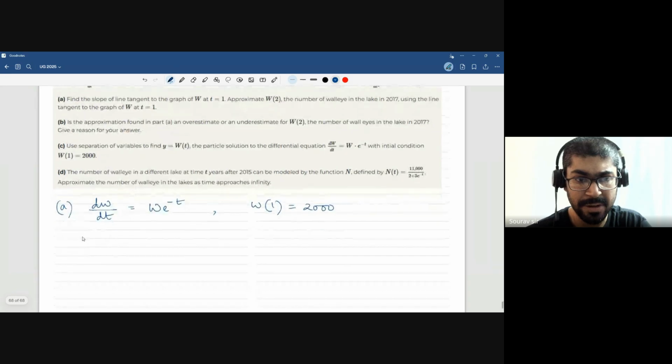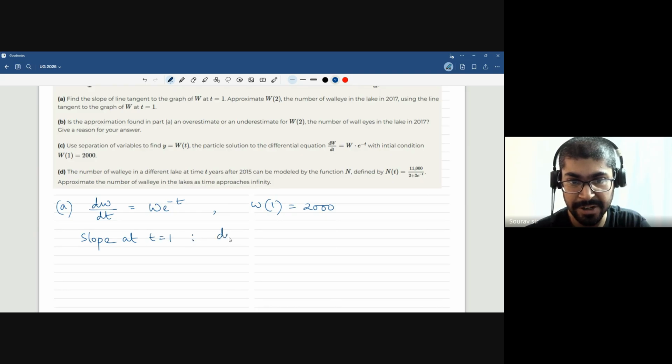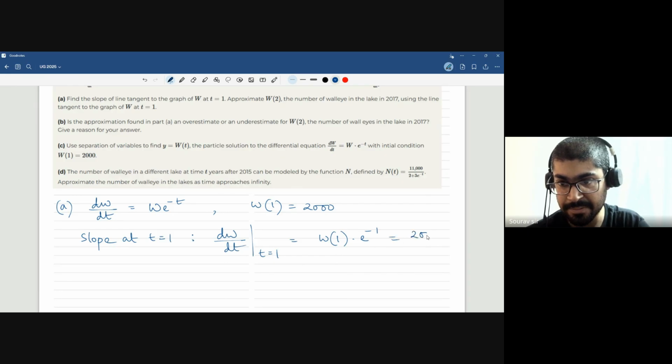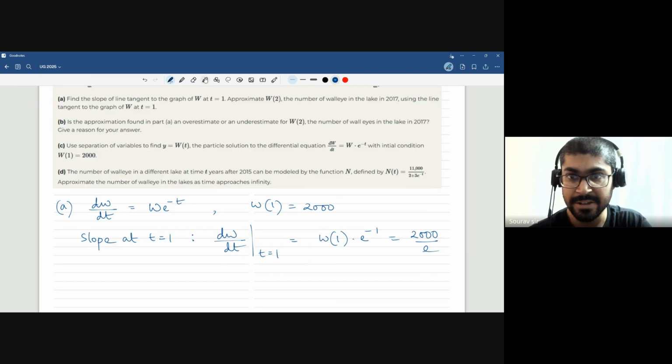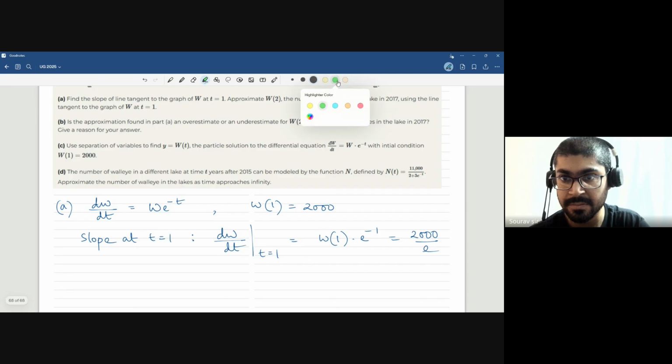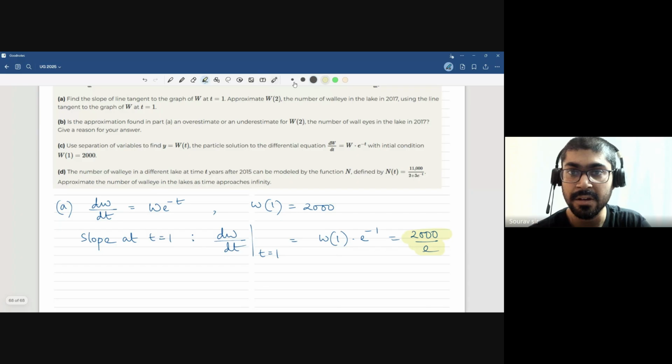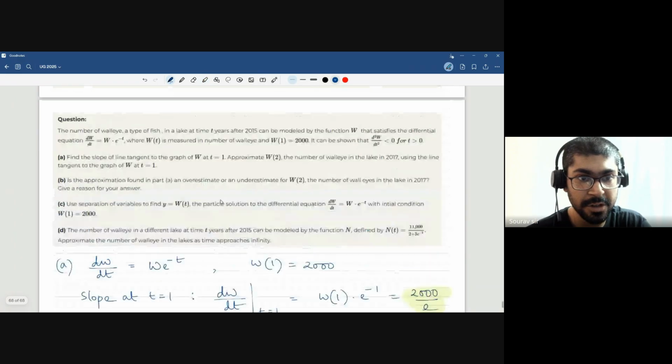So slope of the graph, how do we calculate slope? Slope is basically the derivative, right? So slope at t equals to 1, this is nothing but dw/dt evaluated at t equals to 1. So this is w(1) into e to the power minus 1. So that is 2000 by e. Okay, that is the first part of your answer. Clear? Should not be a problem here. Yes, yes. 2000 by e.